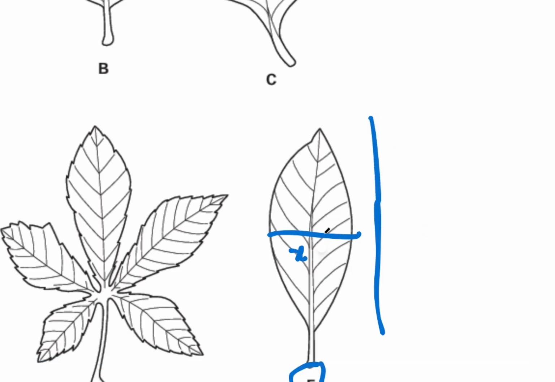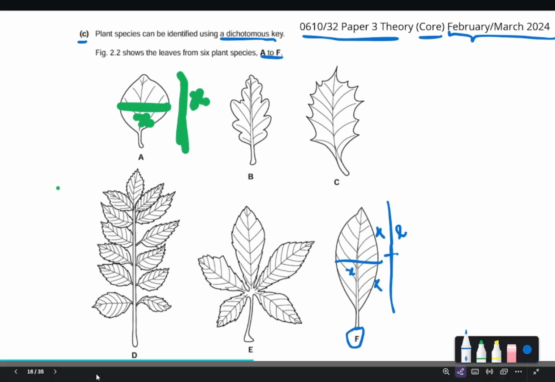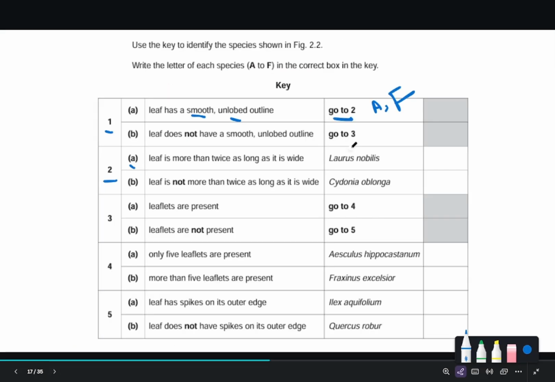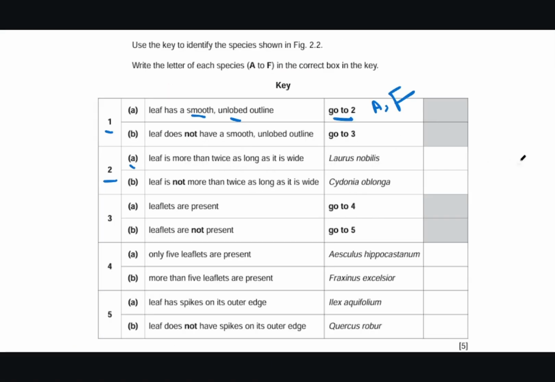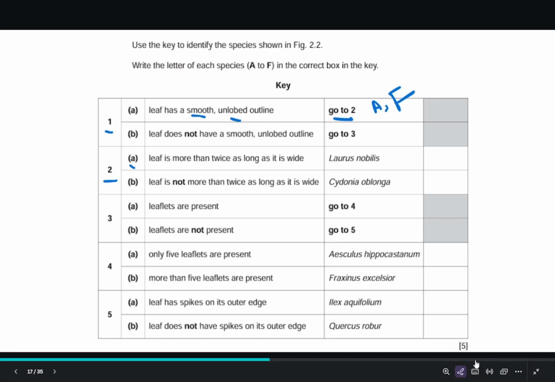There you go. So I can clearly see over here that, let's say if this is the width and this is the length L, then I can clearly see the length L is definitely twice as long as the width of this leaf over here. Again, if I can put 2x over here, so definitely then F has to be my option. That leaf is more than twice as long as it is wide. So I'll put my option over here.